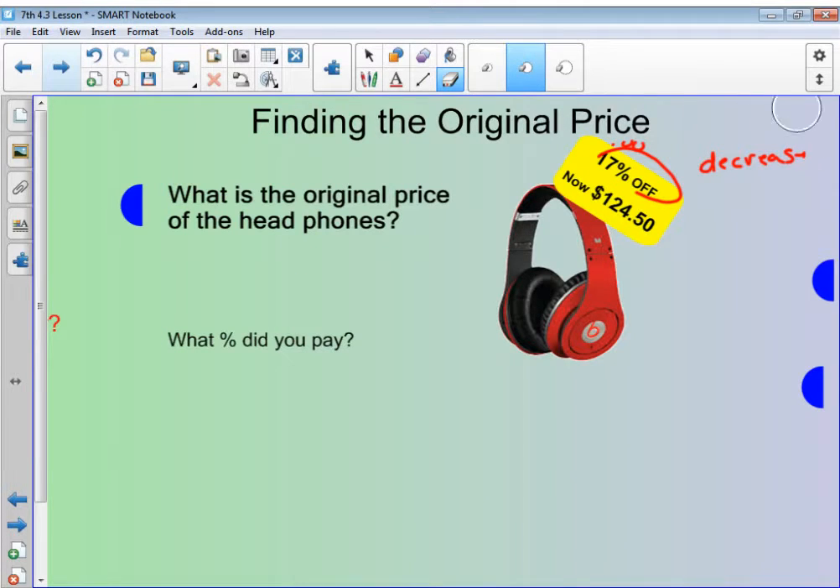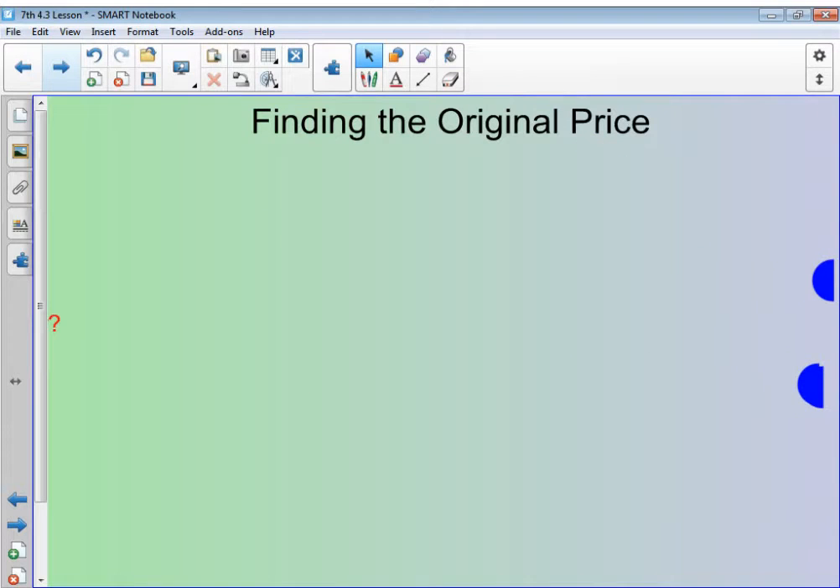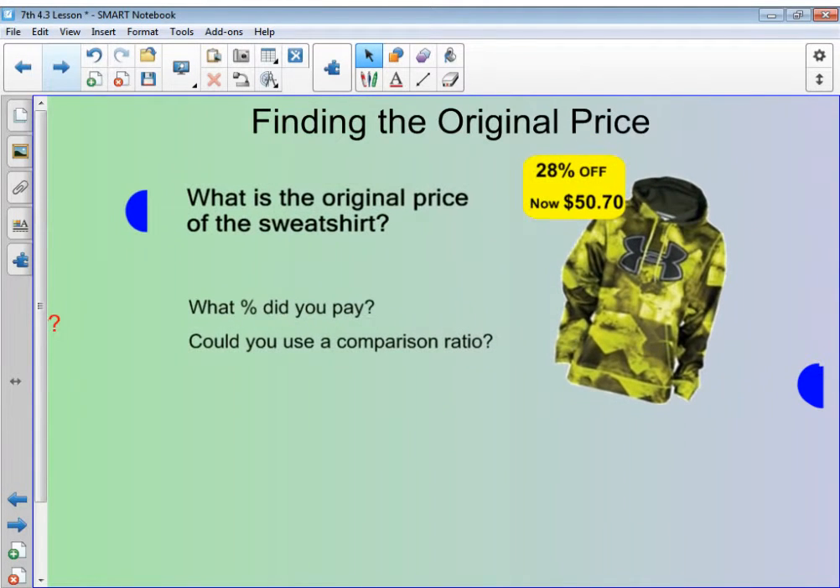Let's go ahead and have you try one on your own. The Under Armour sweatshirt: what is the original price of the sweatshirt if you got 28% off and you paid $50.70? I would recommend using a comparison ratio. Otherwise, you can set it up using the word format, but you have to understand how to do that. So go ahead, pause your video, and work your way through this one.